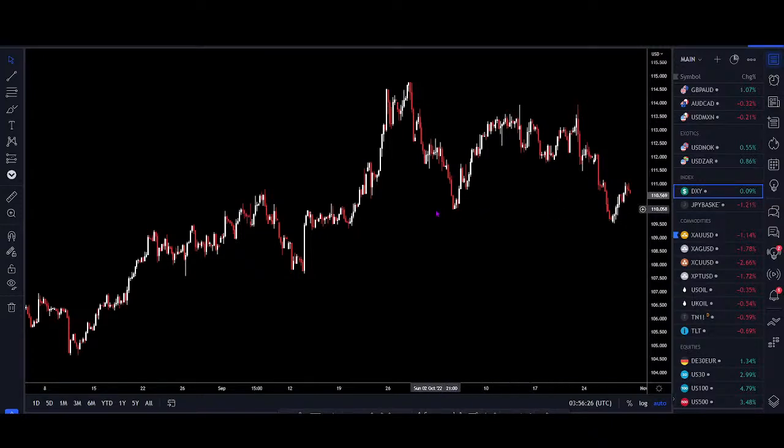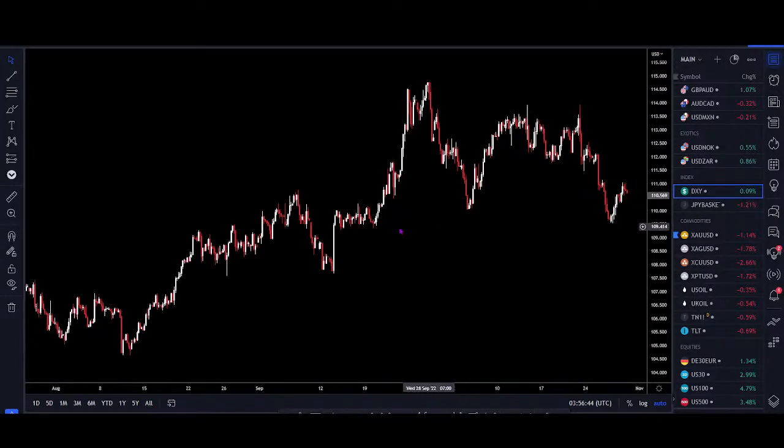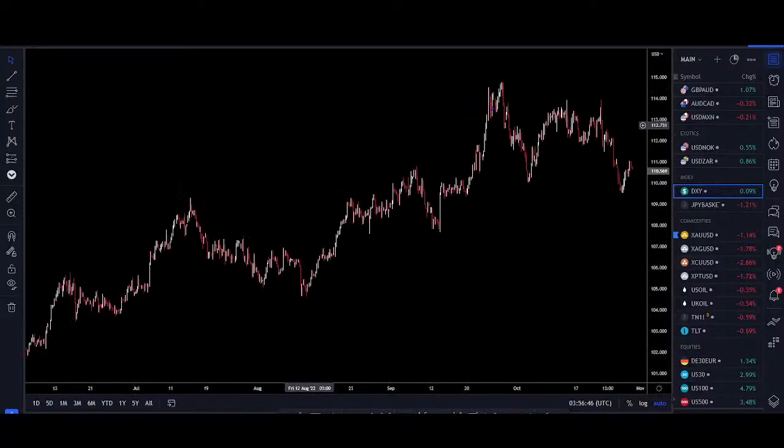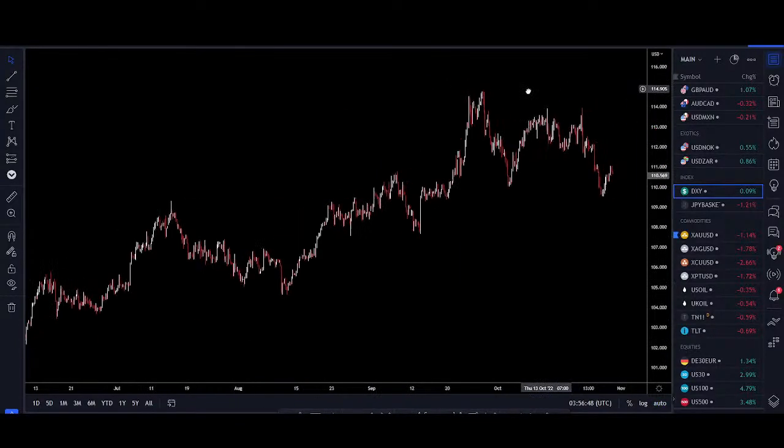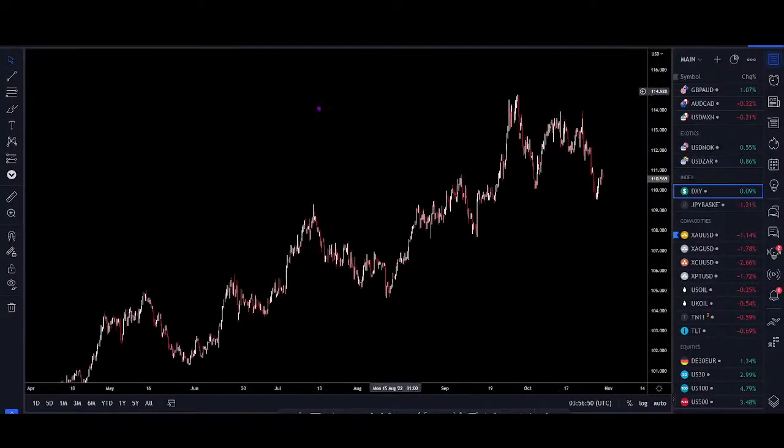Why don't we talk about the US dollar, right? So, a big week ahead. On Tuesday, we have the federal funds rate decision, and it is expected that the Federal Reserve will hike interest rates by 75 basis points to 4%, right? Hiking interest rates, of course, bullish for the currency.